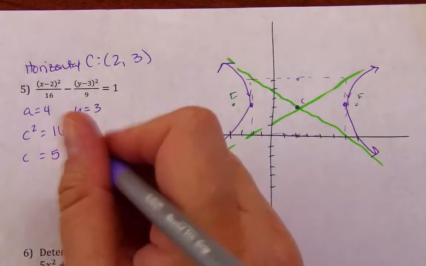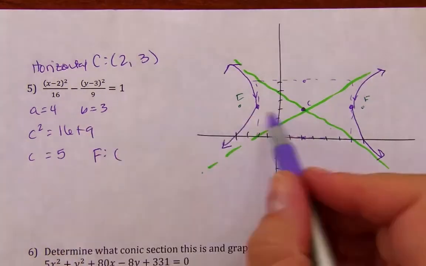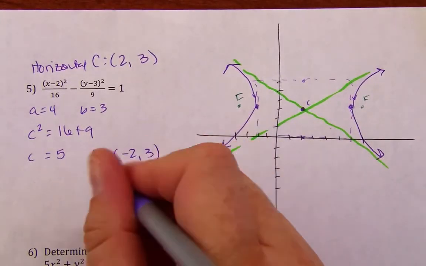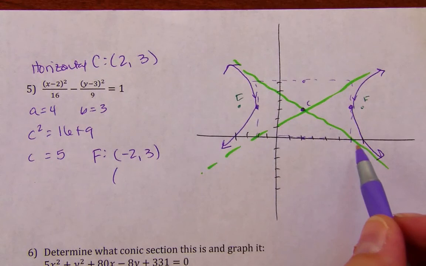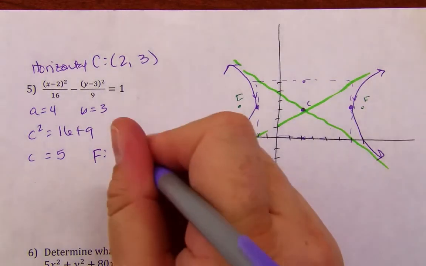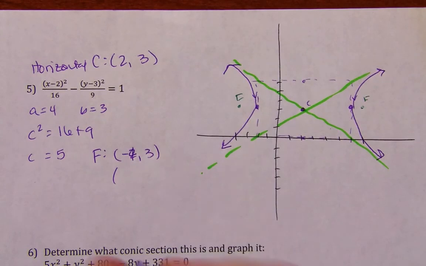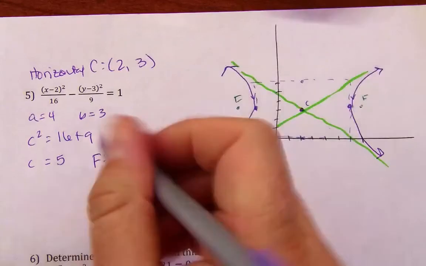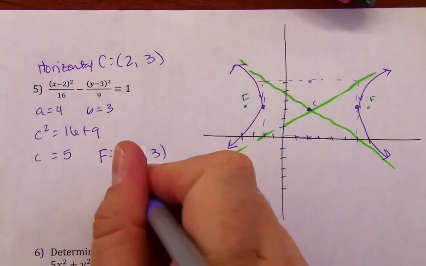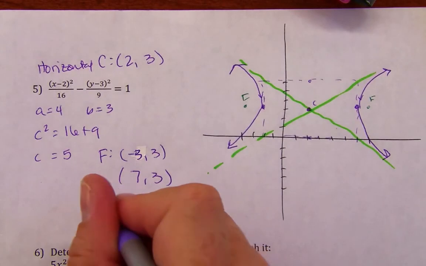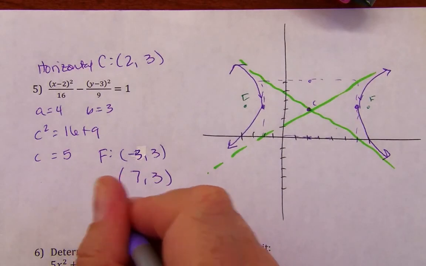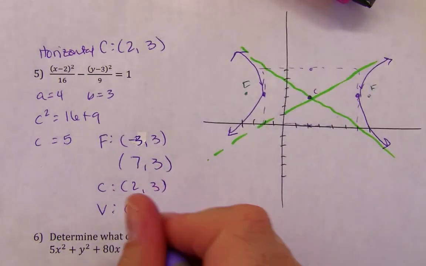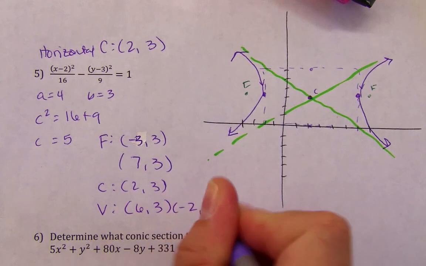We have our center, our foci are at, let's see, that's (-2, 3). And, oops, I think that's (-4, 3). Or (-3, 3). And our other foci is at (7, 3). And then our center, we said, was at (2, 3). And our vertices are at (6, 3) and (-2, 3).